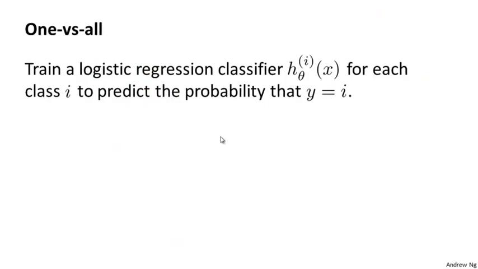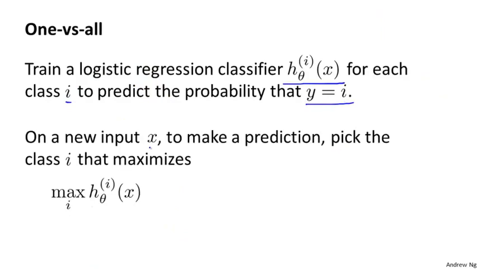Just to summarize, what we've done is we want to train a logistic regression classifier, h superscript i of x for each class i, to predict the probability that y is equal to i. Finally, to make a prediction, when we're given a new input x and we want to make a prediction, we just run all 3 of our classifiers on the input x, and we then pick the class i that maximizes the 3. So we just basically pick whichever one of the 3 classifiers is most confident or sort of most enthusiastically says that it thinks it has the right class. So whichever value of i gives us the highest probability, we then predict y to be that value.